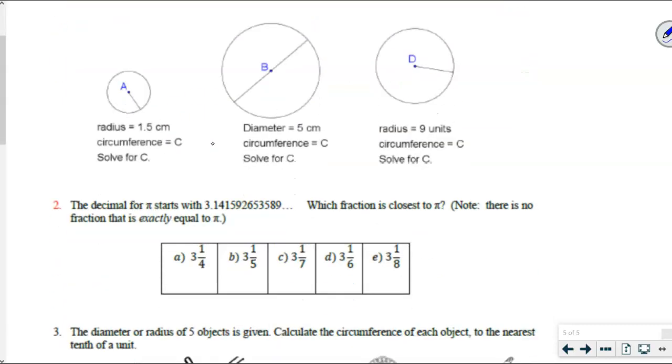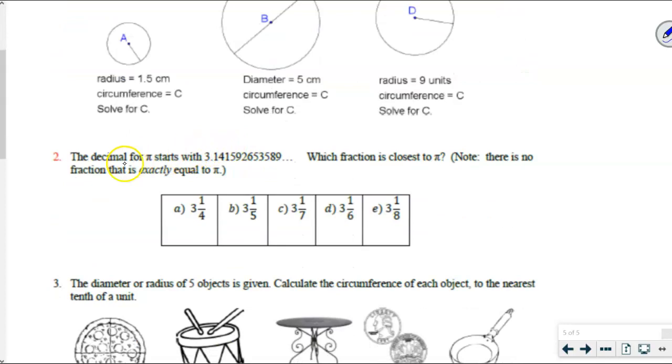One thing that I want to explain, please look at number 2. It says the decimal for pi is 3.1415926535889. That's okay. It says which fraction is closest. So keep in mind, I'm not saying that 1/4 is the same as 0.1415. I'm not saying that 1/5 is the same as 0.1415. I just want to know, of those fractions, which one is going to be the closest to this approximation.